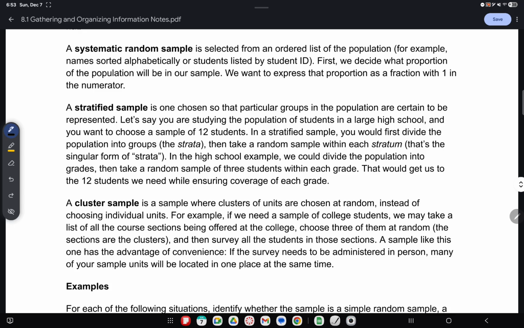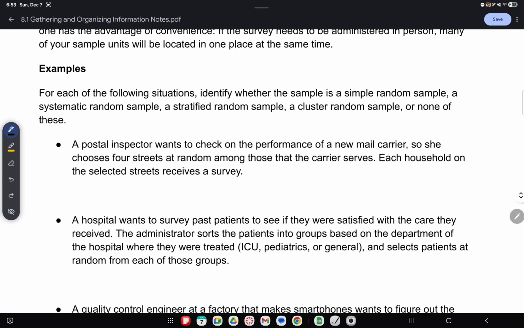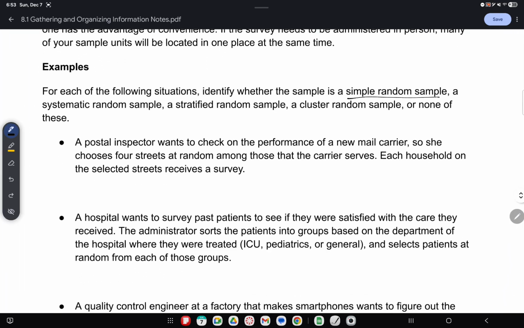A sample like this has an advantage of being convenient. If the survey needs to be administered in person, many of your sample units will be located in one place at one time. Okay, so let's look at some scenarios here and decide whether it's a simple random sample, a systematic random, a stratified, a cluster, or none.